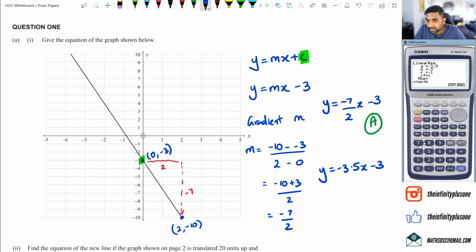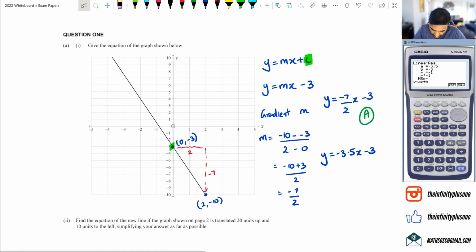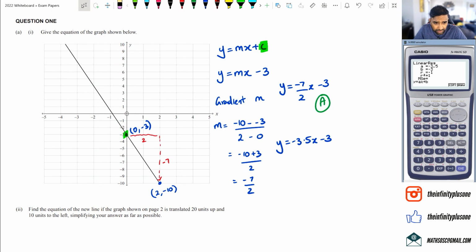Cool, so that is question 1a. Let's go to question 1b, and I've kept it close here just so that we can put this together. What we've got here is: find the equation of the new line if the graph is translated 20 units up and 10 units to the left. So what we're looking for is it is going up by 20 and it's shifting to the left by 10.